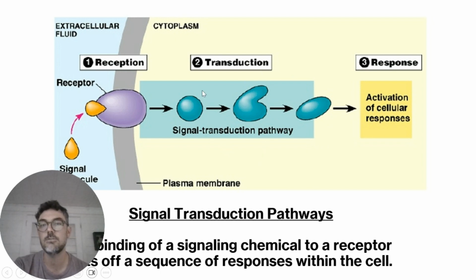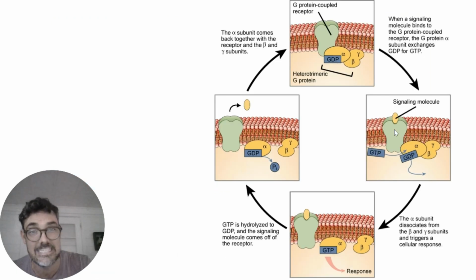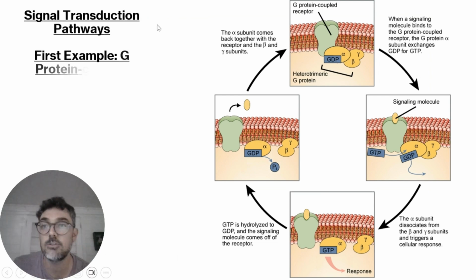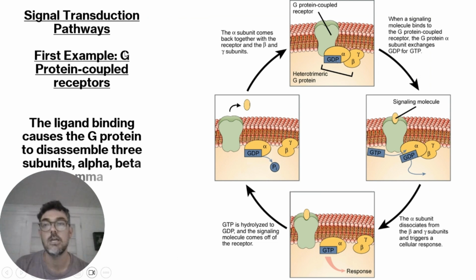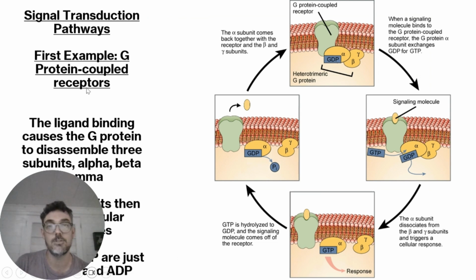Now, this is a signal transduction pathway. Your ligand binds to the receptor. We get a signal transduction pathway, which all adds up to a response from the cell. And we have to do examples, and this is when it gets nasty. Signal transduction pathway examples. First up, the OG, the G protein coupled receptors.